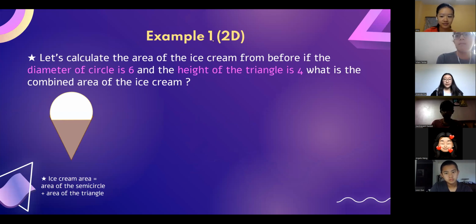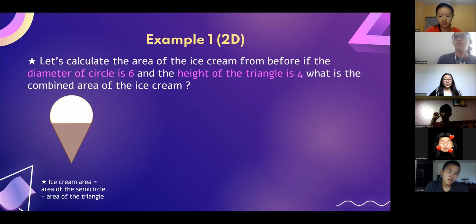Okay, so let's do this as an example. Let's say the diameter of the circle is 6 and the height of the triangle is 4. Then what would be the combined area of the ice cream? Let's start off with the semicircle. The semicircle area would be 1/2 of a regular circle, so 1/2 pi r squared. The radius r is 3, so that would be 1/2 pi times 3 squared. Multiplying that out, you get 9/2 pi.